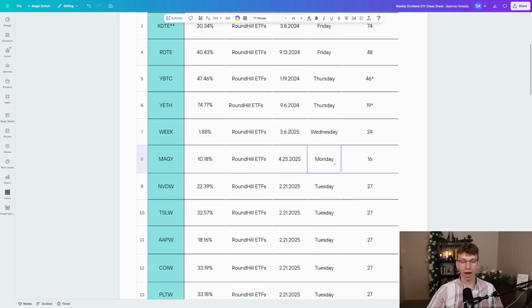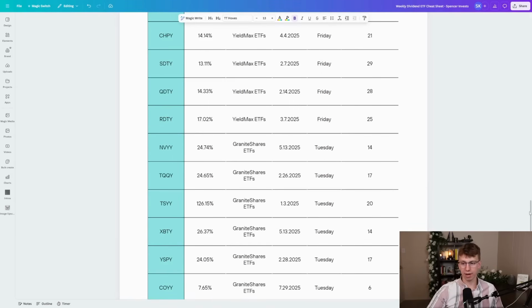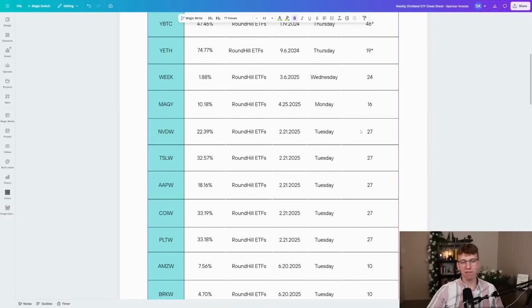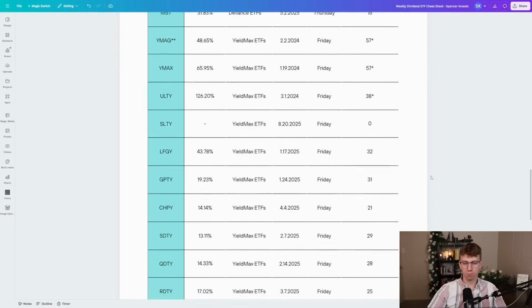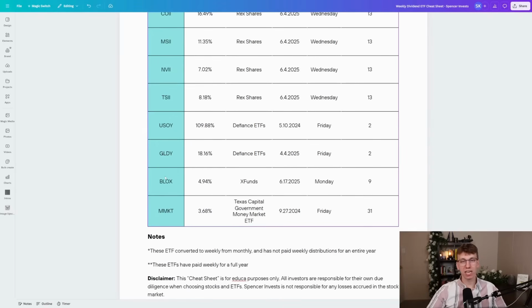So we have MAGY. This is a Monday payer, but it's not going to be our selection this time. What we can see with MAGY is it has a decent yield. It's the MAG7 ETF by RoundHill, and they're writing covered calls on the MAG7, which is solid, but it's not going to be the one for this video. We have one that is doing a little bit better, and it's ticker BLOX, down here, second from the bottom.